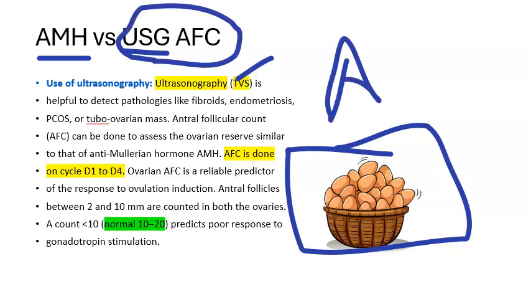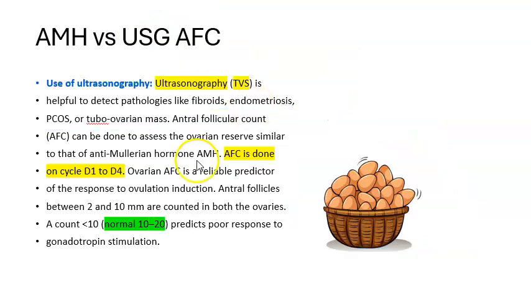So with ultrasound, what they are saying is not just this ovarian reserve. You can know if there are any anatomical problems. You can know if there are some other pathologies like fibroids, endometriosis, PCOS, tubo-ovarian mass, any mass present there. That also you can check. That's what they are saying.